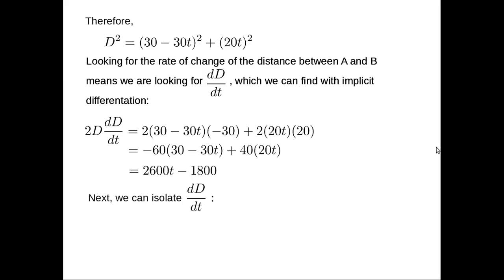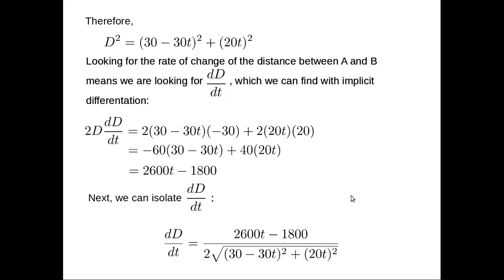I'm not quite done yet though. We need to isolate the derivative dD/dt, which is what we were looking for originally. We can do that by simply dividing both sides by this 2D. We have an expression for D, and that's given by just the square root of this. So in all, we have dD/dt is this function divided by 2 times the square root of this function. And that's all there is to it.